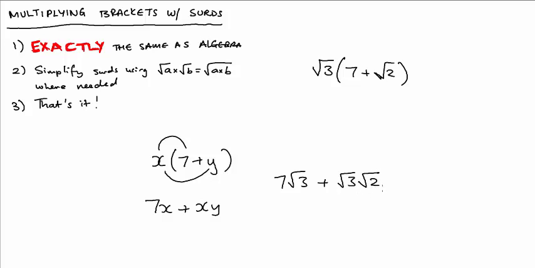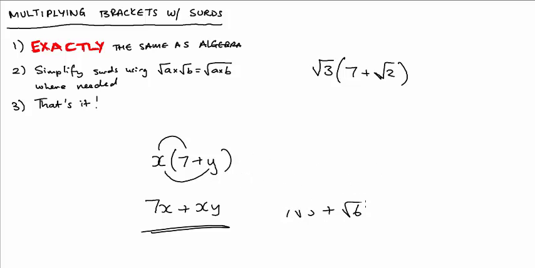Now the only extra difference here, so can you see it's exactly the same as algebra, is you just need to simplify surds wherever you can. With algebra you can't really simplify xy. The difference between that and surds is you've got a way to bring these together, and this just becomes root 6. So this is just 7 root 3 plus root 6, that's it.